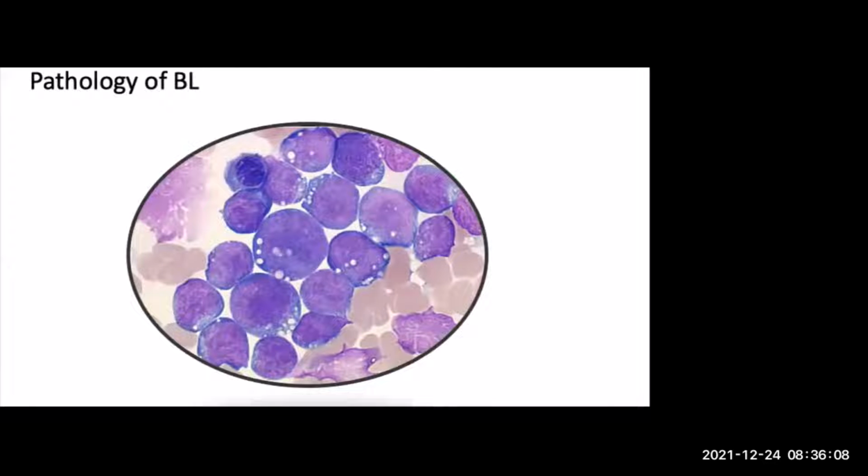Coming to the pathology, Burkitt's lymphoma is comprised of medium-sized atypical lymphoid cells that grow in a monotonous pattern with a high nuclear to cytoplasmic ratio with round nucleoli. It contains dispersed chromatin in which multiple nucleoli are visible. As you see in the picture, there's a big nucleus and a rim of cytoplasm. And this cytoplasm is deeply basophilic and it contains lipid-laden vacuoles.